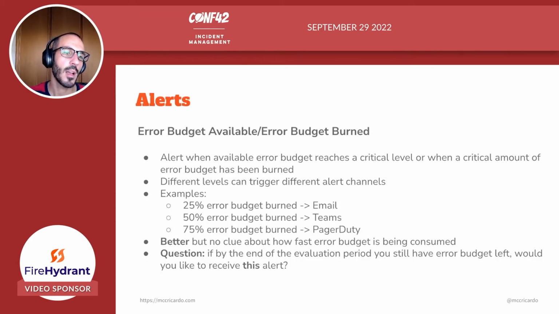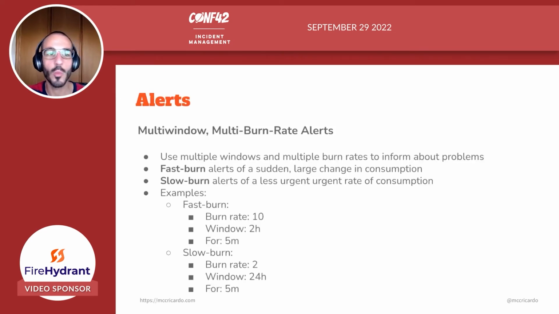And these are alerts on error budget. These are alerts on multi-window, multi-burn rate alerts. So we'll use multiple windows and multiple burn rates to inform us of different problems. We will have fast burn alerts that alert us on sudden changes in the consumption of burn rate. We can think of this as an example: we have a huge spike in errors in our API. And slow burn alerts alert us on less urgent issues, but it's something that is consuming a lot of error budget over time.